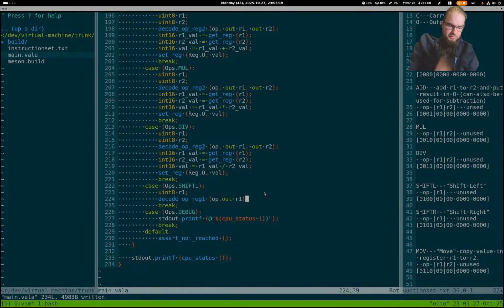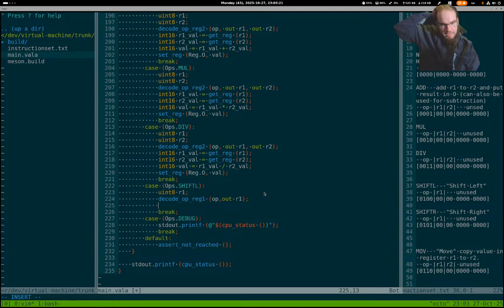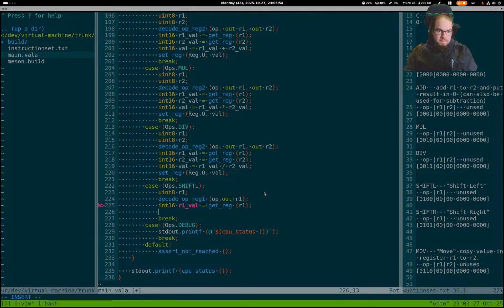First, we get the register, and then we get a value in that register, shift it, and put it back. So, int 16 r1 val equals to get reg r1, r1.